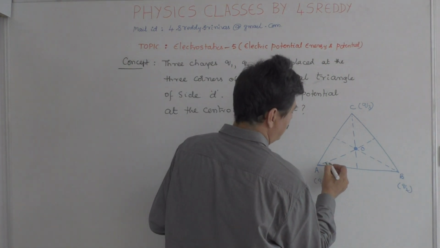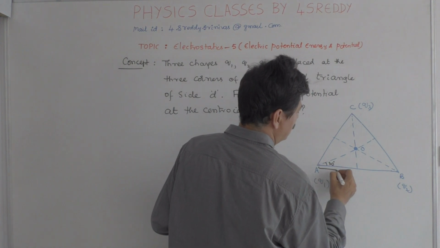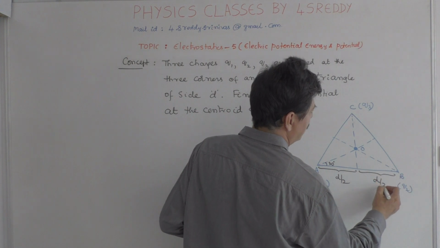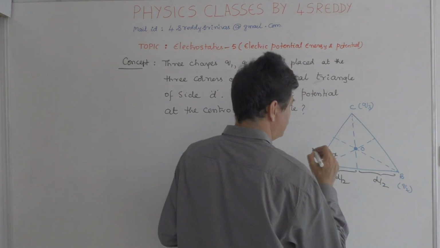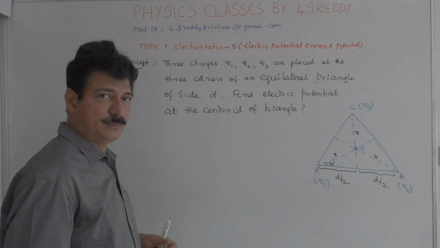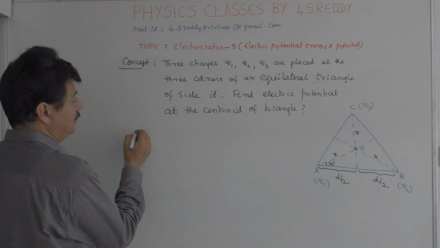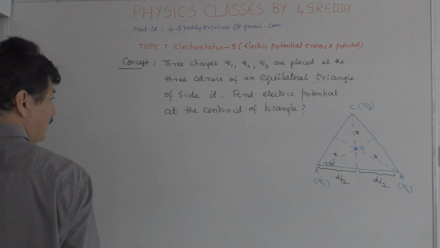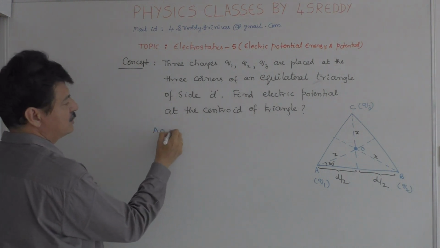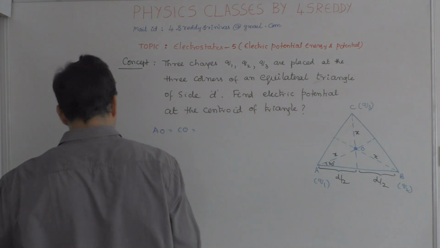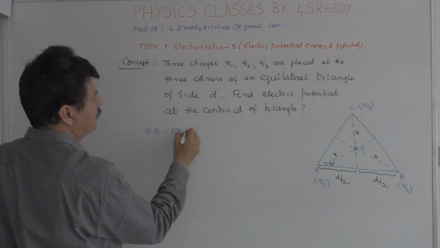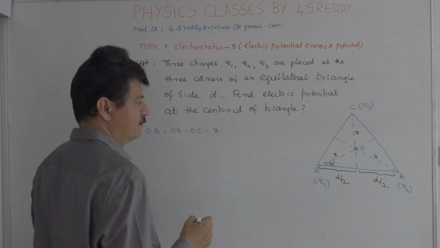Suppose this is an equilateral triangle, so this angle becomes 30 degrees. So this becomes D by 2, this also becomes D by 2. So this distance is X. If this is X, this is also X, this is also X. Therefore, first we have to find out the distance. OA is equal to OB is equal to OC is equal to X.